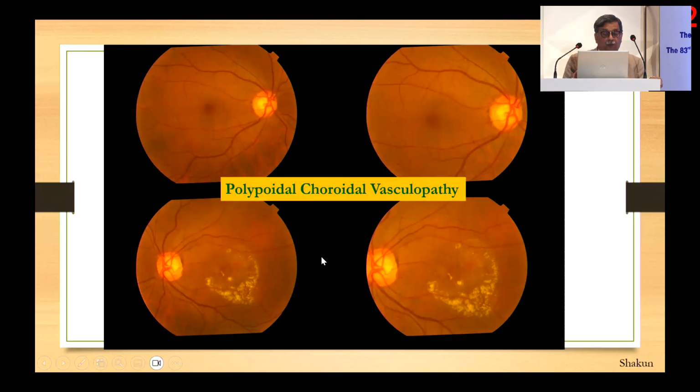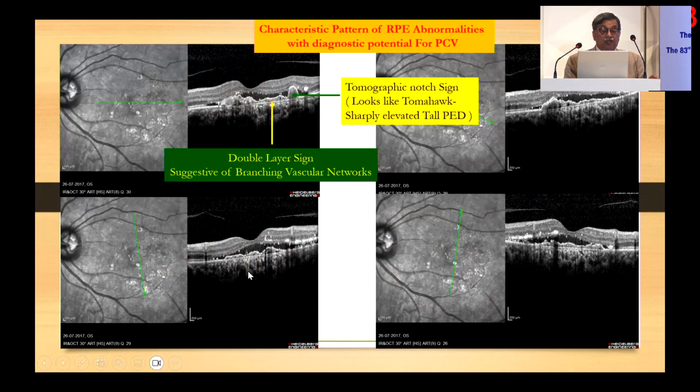Dr. Gale talked to you about polypoidal choroidal vasculopathy. The importance is, even clinically, you can recognize that it has more exudation, sometimes a lot of hemorrhage. But when you do the OCT, you'll see this irregular, shallow RPE detachment with a double layer sign. There's another layer under this, which is actually the branching vascular network. In addition to that, you also see these very peaked PEDs. This looks like a tomahawk sign. So it's actually called a tomographic notch sign.